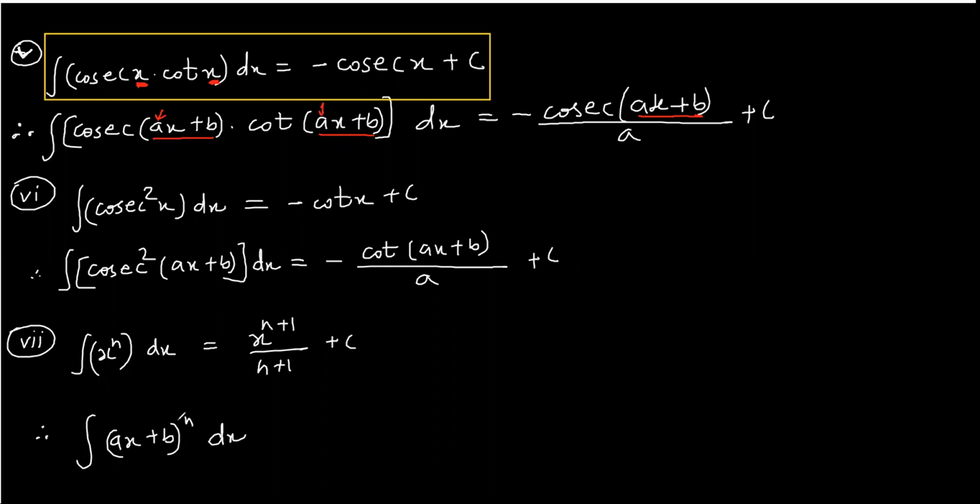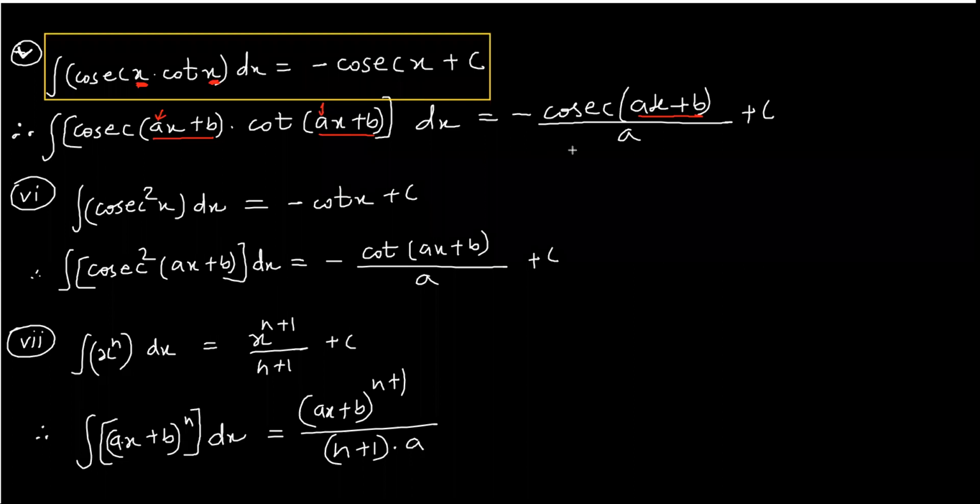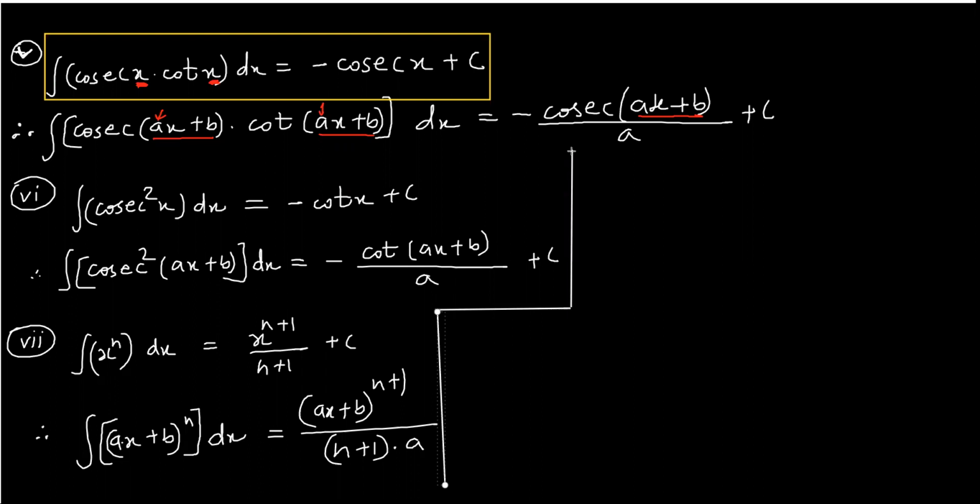So integration of ax plus b raised to n dx will be, corresponding change you do here, it will be ax plus b raised to n plus 1 upon n plus 1, and then you divide by the coefficient of x. The coefficient of x here you have is a, so you divide by a. Okay. Then we have, okay, so next is eighth.